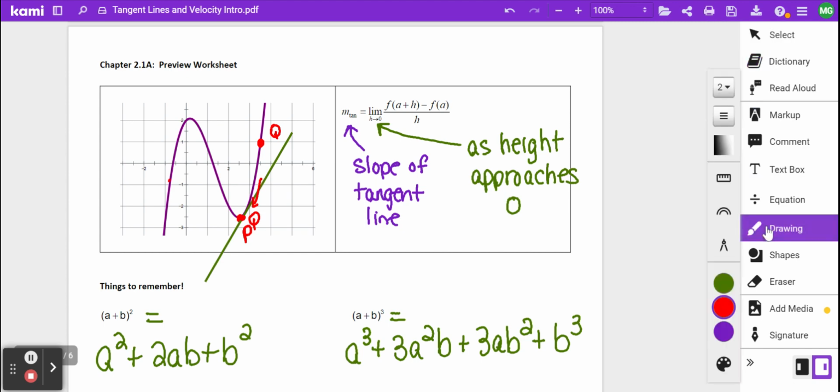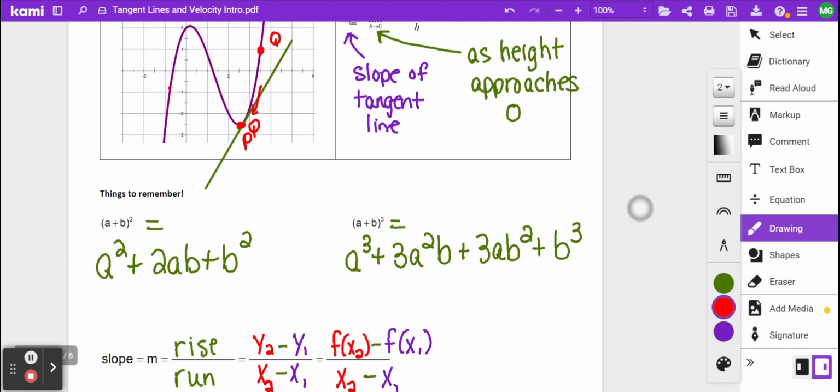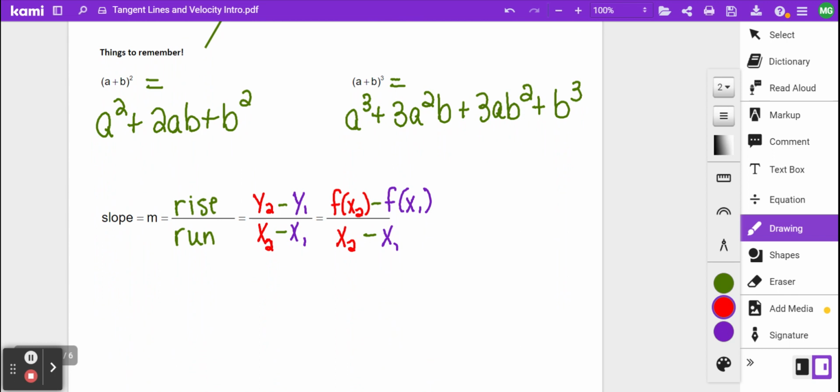So let's go ahead and let's talk about some things you'll need to know in this chapter. You absolutely have to memorize them. First of all, a plus b, quantity squared, will always turn out like this. A squared, 2 times the product of a and b plus b squared.